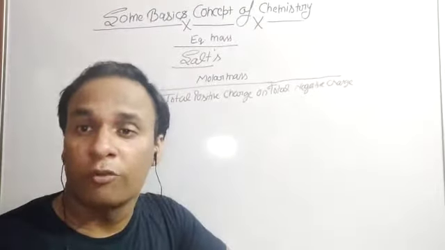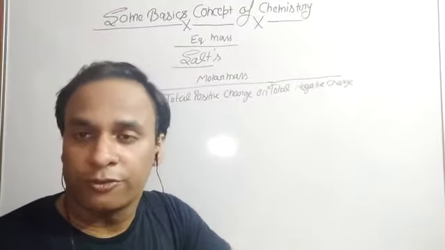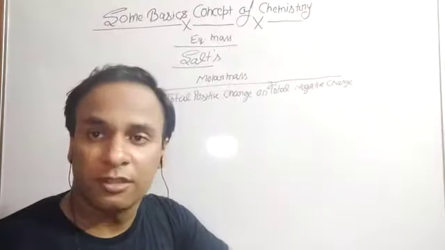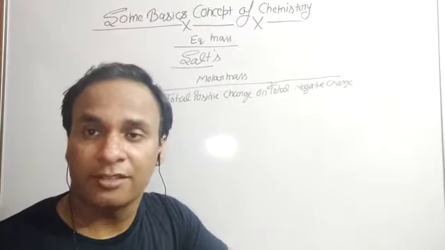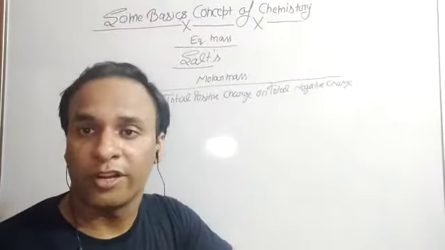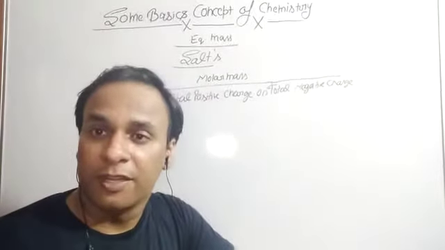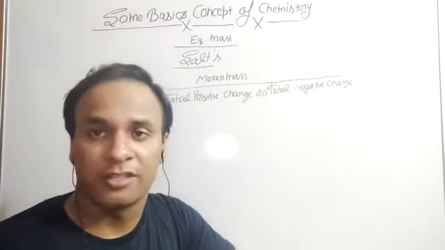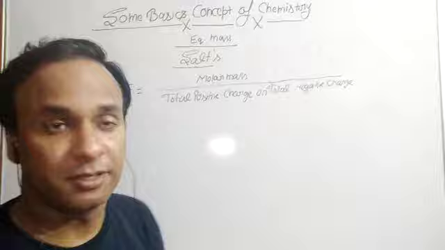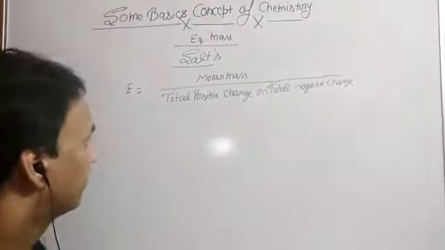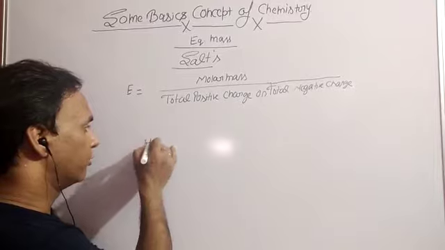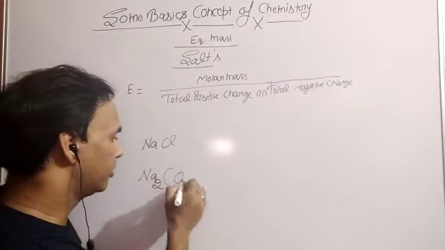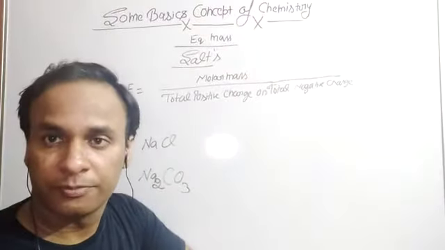Now the question arises, how will you calculate the equivalent mass of salts? First of all, according to the definition, a salt is formed by the neutralization reaction when acid and base react with each other to form salt and water. It can also be explained that salts are substances which neither consist of H+ ion nor OH-. For example, sodium chloride, NaCl, and sodium carbonate, Na2CO3. These are salts. Clear?